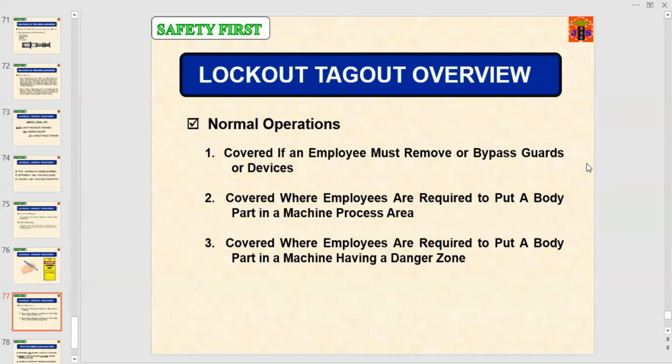Now we are discussing lockout tagout. Normal operations. Number one, covered: an employee must remove or bypass guards or devices. Number two, covered: where employees are required to put a body part in a machine process area. Number three, covered: where employees are required to put a body part in a machine having a danger zone. Wherever there are these conditions, the lockout tagout procedure is mandatory. It must be applied, it must be complied with and 100% followed.